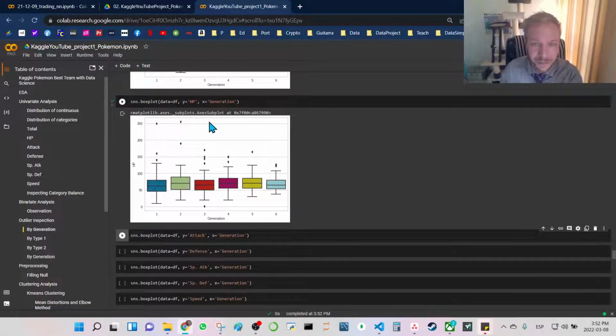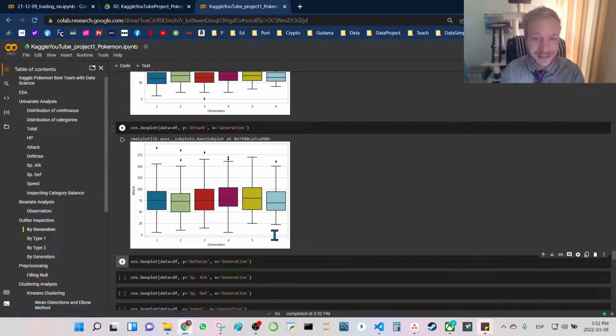If we look at HP by generation, we see quite a few outliers in all of the generations, but generations 1 and 2 have the highest outliers. I'm trying to remember if that would be Snorlax, starting with the red and blue Pokemon way back in the day.